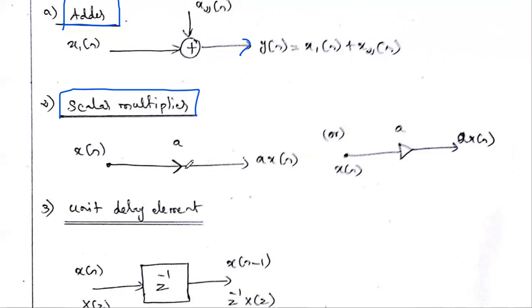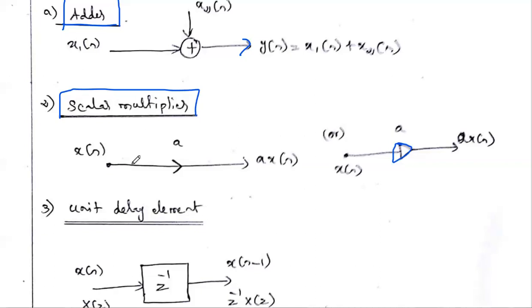Instead of the single arrow, we may draw a small triangle, and above the triangle we write the value a. This is also a scalar multiplier. We may use either symbol. With the arrow, we must write the gain value above it; or instead of the arrow we put a small triangle and write the gain value above it. This is the second basic building block used to represent the discrete system.